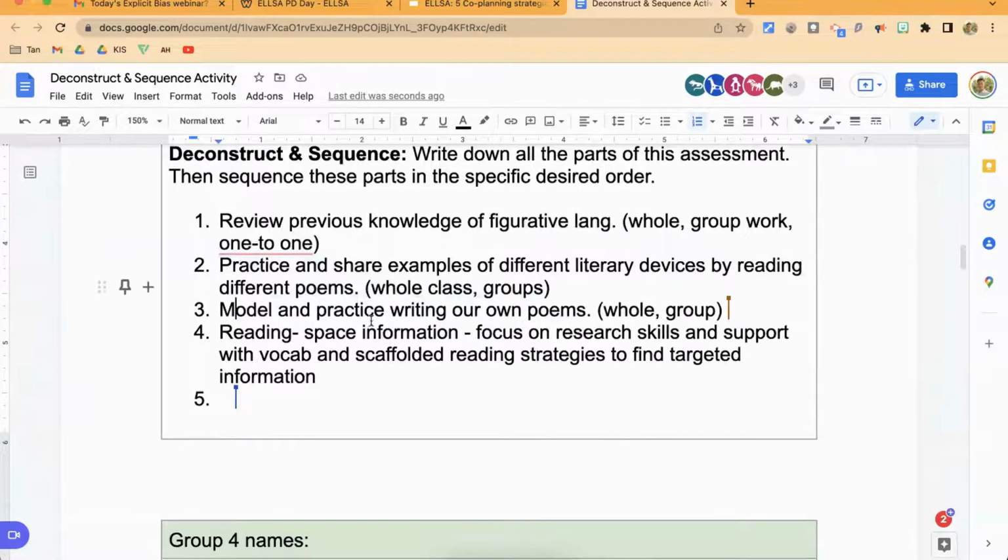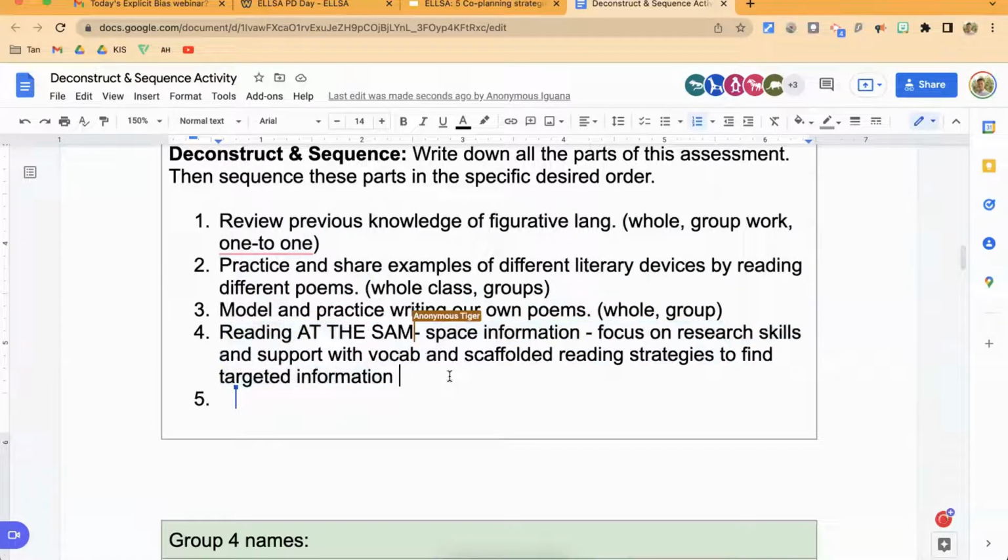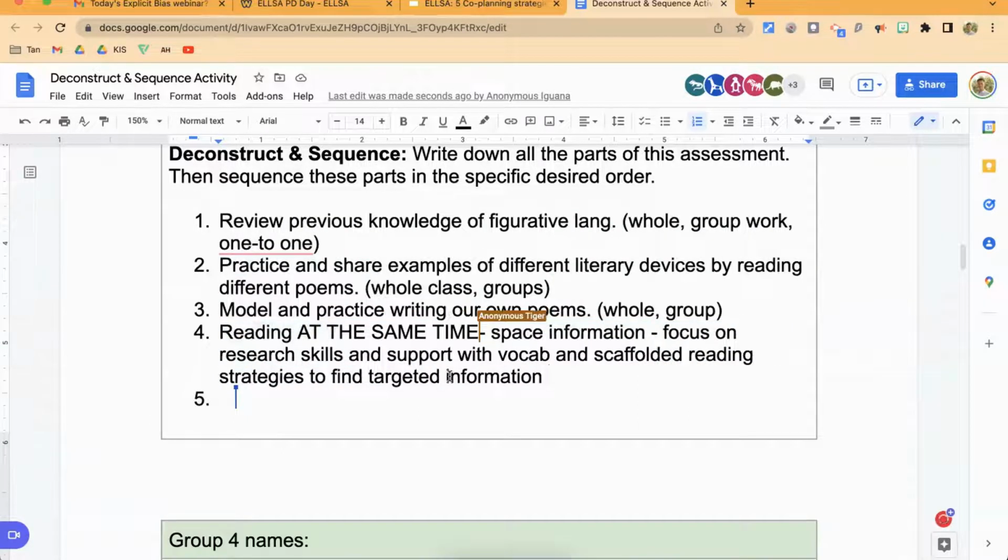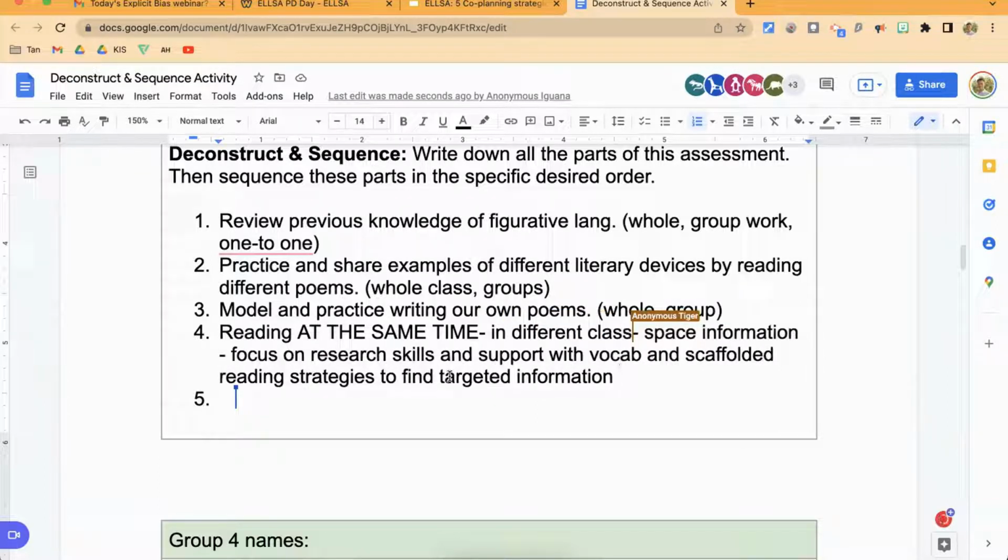So this is the middle part, and closer towards the end, they're going to read space information. It seems like in the first part, they're learning about literary devices and poetry, but the next part, they're going to learn about researching space. Oh, at the same time. I love that, in different classes. Okay, I get it. They're going to focus on research skills, support vocabulary, and scaffold the reading strategies to find targeted information. Yes, they're doing this as an interdisciplinary unit, it seems like.